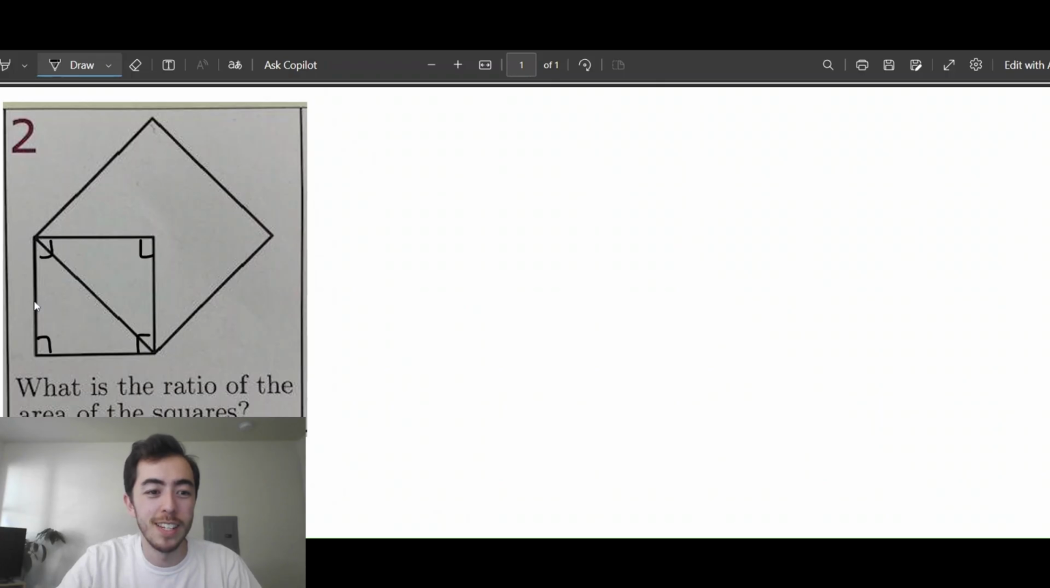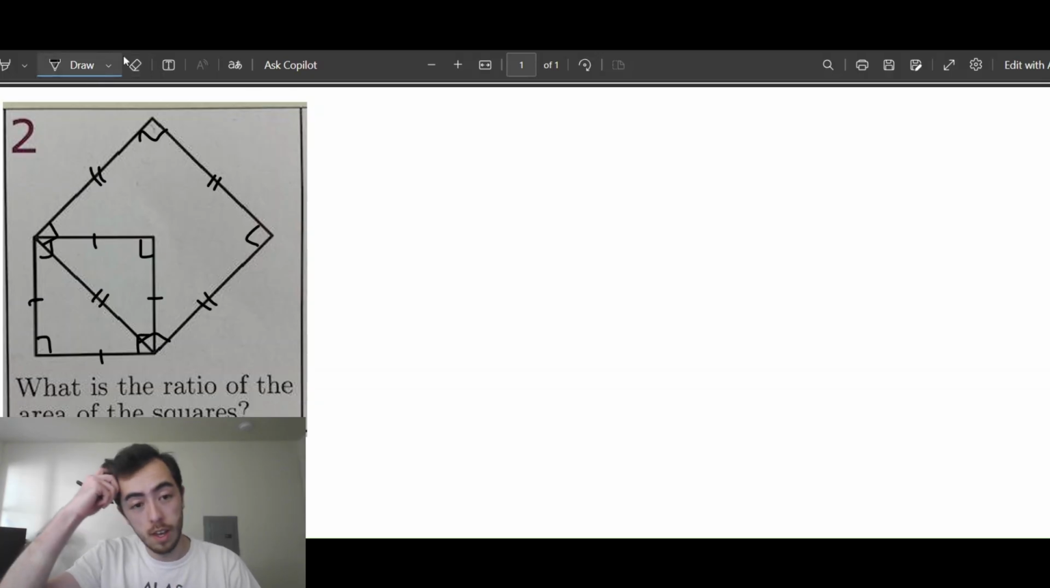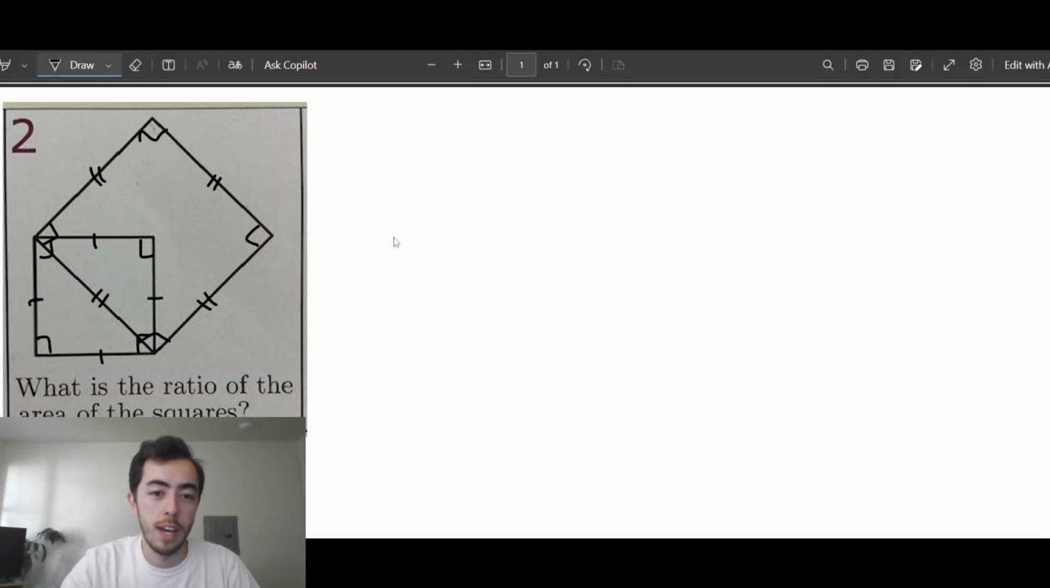So there's some 90-degree angles. All of these are going to be the same length. And then we're going to have some 90-degree angles here in these corners, and then all of these are going to be the same length. And I think the interesting part here is that the diagonal of the small square is the side of the large square.